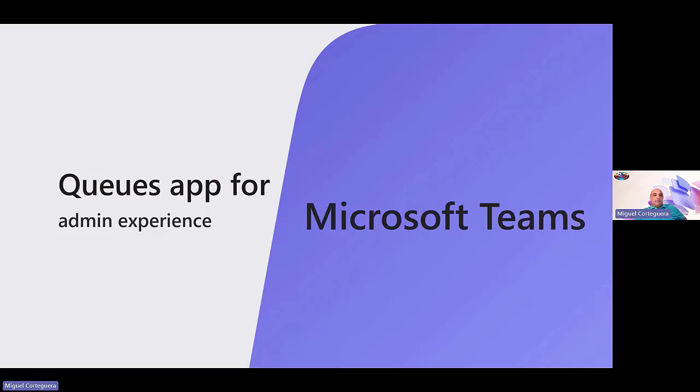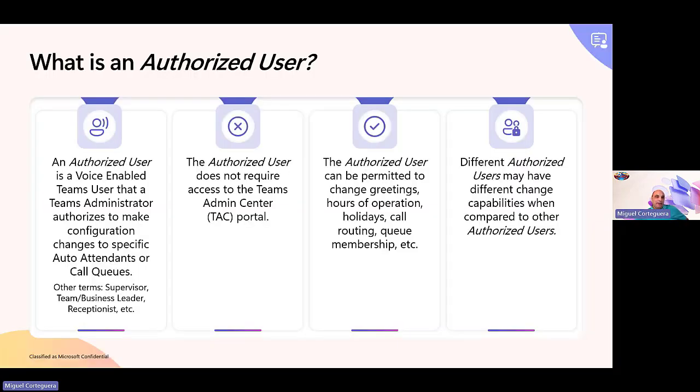All right, hopefully that was helpful in visualizing a little bit. So let's talk about the authorized users a little bit more, because that's a key concept, and that's like 90% of the work in setting all this up. The authorized users is a concept or a configuration that allows a Teams administrator to authorize users to make changes to call queues, to auto attendants, to have reporting permissions.